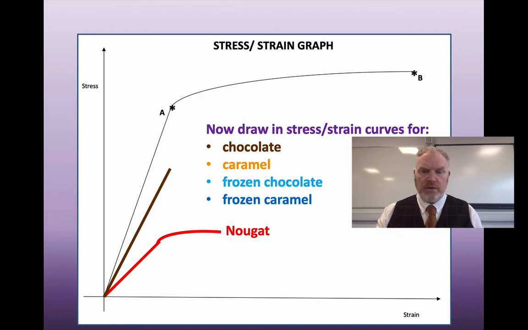The caramel, on the other hand, at room temperature, took very little stress before it started to deform, and then we got a lot of plastic deformation before it too broke. So we now have, for our room temperature Mars bar, these three stress strain curves. If you haven't done so already, draw in what you think the frozen chocolate and the frozen caramel would be like. Would they take more stress to deform them? Would the stress be different from these examples I've given?